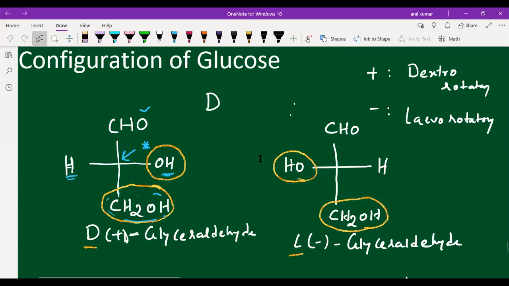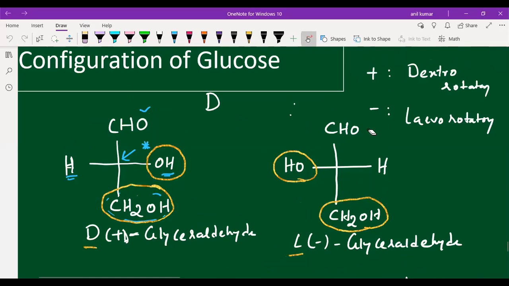Okay, students. Now we have to assign the configuration of glucose. How can we assign the configuration of glucose? Let us compare the structure of D plus glyceraldehyde with D plus glucose. Now I am comparing the structure of glyceraldehyde with the glucose structure. Please see carefully, so that you will understand very easily.